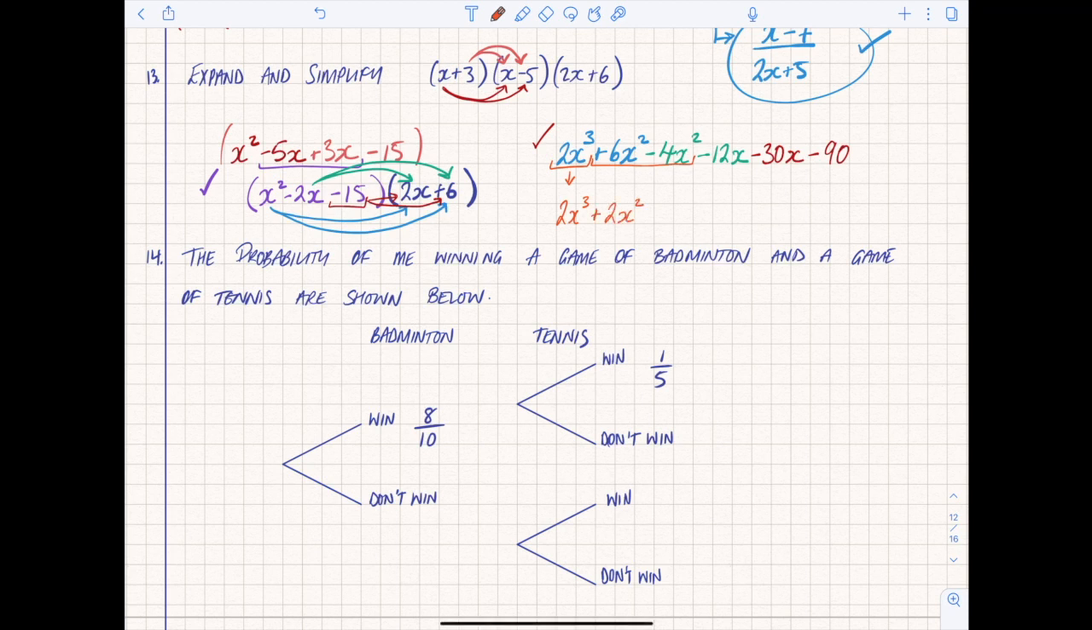Be really careful that you collect your terms with negative numbers carefully. Then I've got minus 12x minus 30x, so it's minus 12 degrees. It gets 30 degrees colder, so that's minus 42x. And then there's no other numbers, so minus 90. That would be your third and final mark.